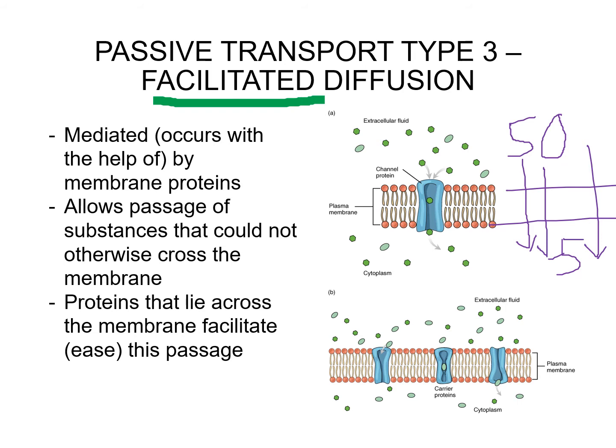So what we'll do is we'll have to sneak them through with the help of those proteins that we mentioned. So we don't require energy for this. Please make note, this is still passive transport. It's still going from a high concentration, that 50, to a lower concentration, that 5. But we are just getting a little help with the protein.